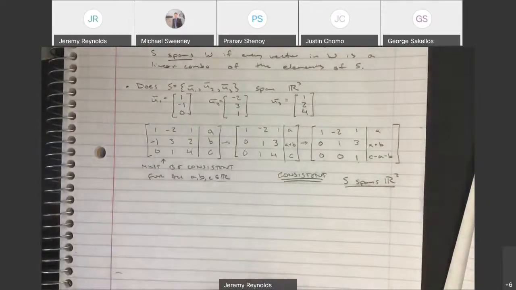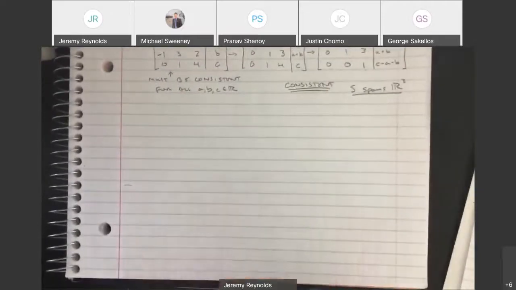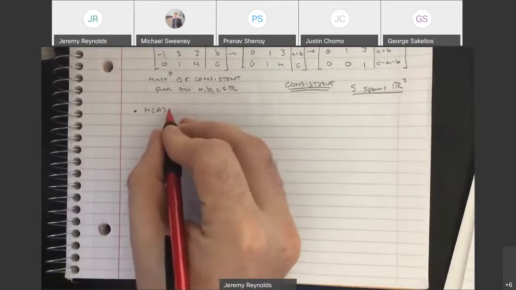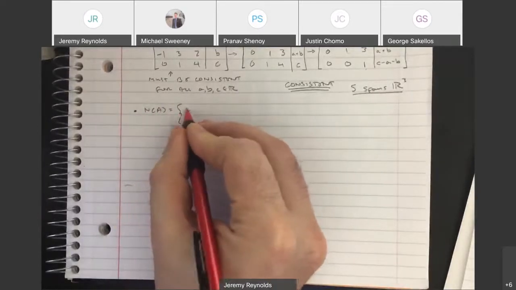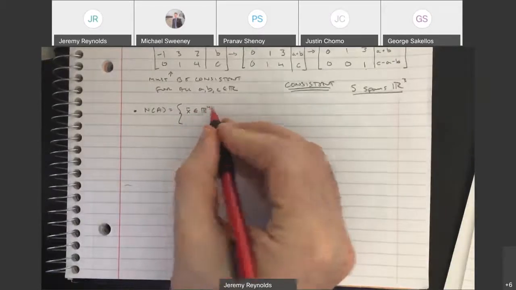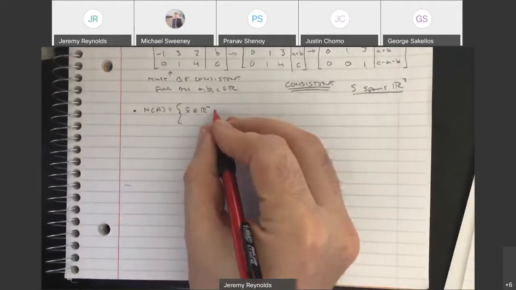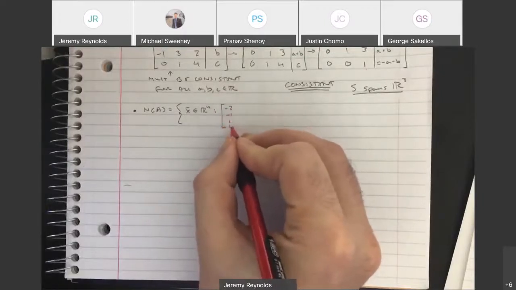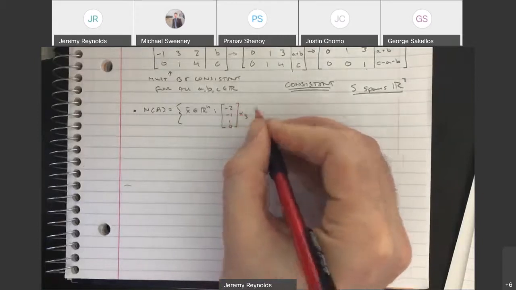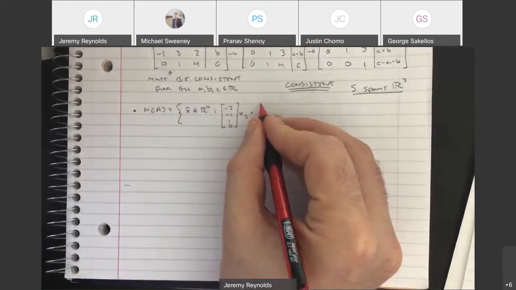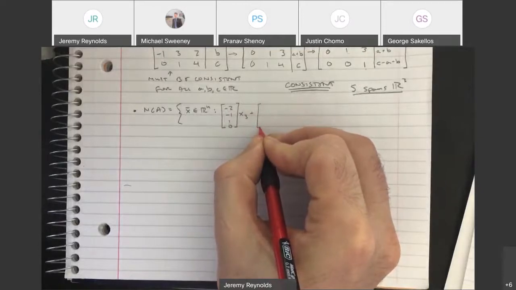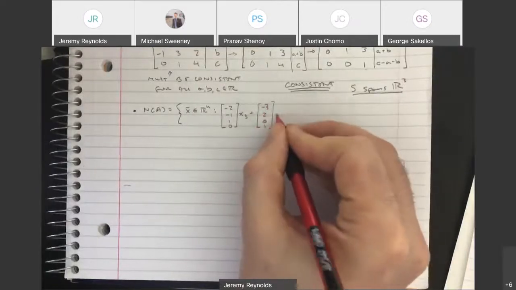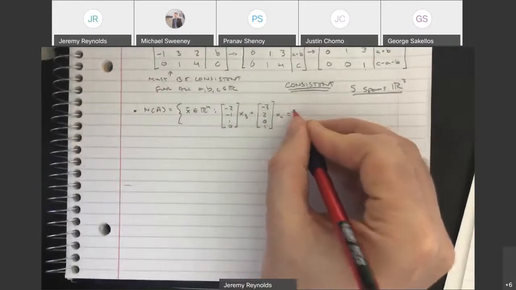One more. So let's say in the previous lecture, we found that the null space of A equals the set of all X element of R4, such that -2, -1, 1, 0 is X3 plus -3, 2, 0, 1, X4. I wrote this funny, but equals that X.